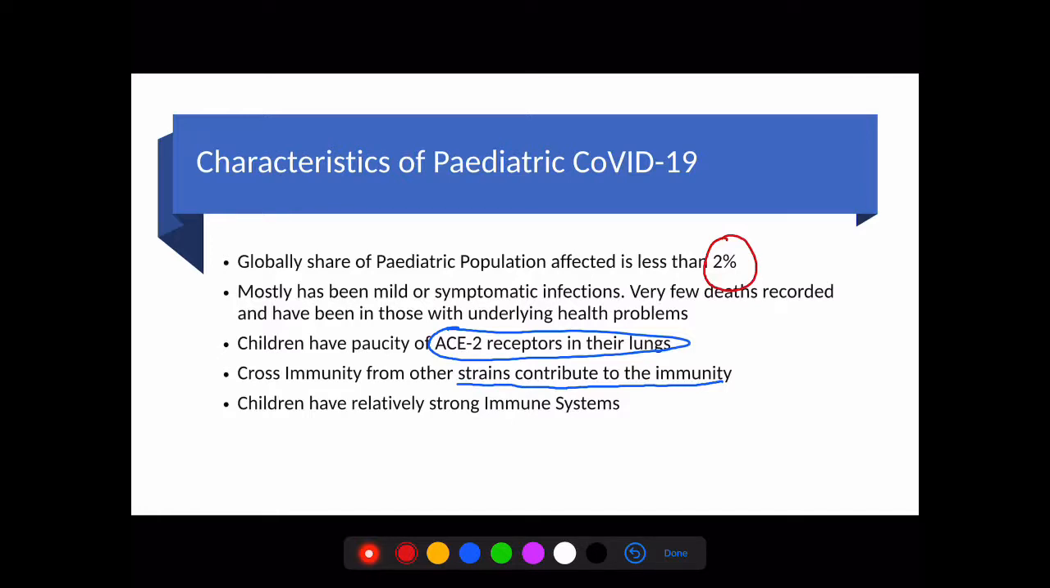So most of the time, children would either be very mildly affected, or even if they are affected, they would have very mild symptoms, which usually pass under the radar. Most doctors won't think that this is caused by coronavirus. And as I said earlier, those who come up with severe coronavirus disease are usually those who have some underlying health problems, respiratory problems, or other types of problems. So this is quite characteristic of pediatric COVID-19, and that's why we have seen a lesser burden of disease in the pediatric population.